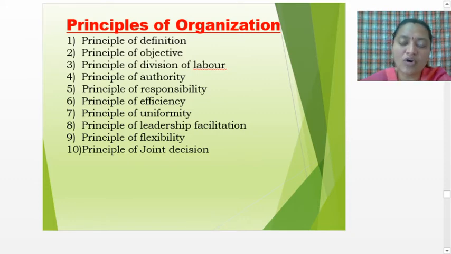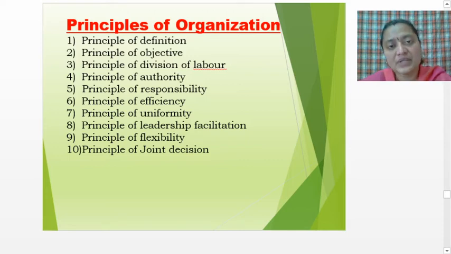Then the principle of objective. Now what do you mean by objective? Each and every organization will have certain fixed objectives of the company. What are the main objectives of the company? Like profit making. That way the objectives of the company are being defined.